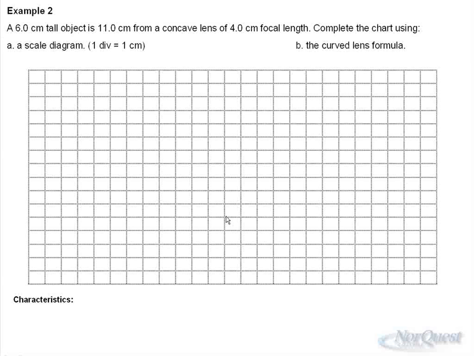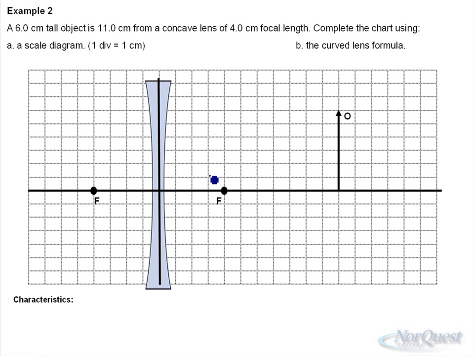Right, let's look at a second lens case. We're going to look at a concave lens, draw the ray diagrams, and then again complete it algebraically. 6 centimeter tall object, 11 centimeters away from the concave lens, 4 centimeter focal length.